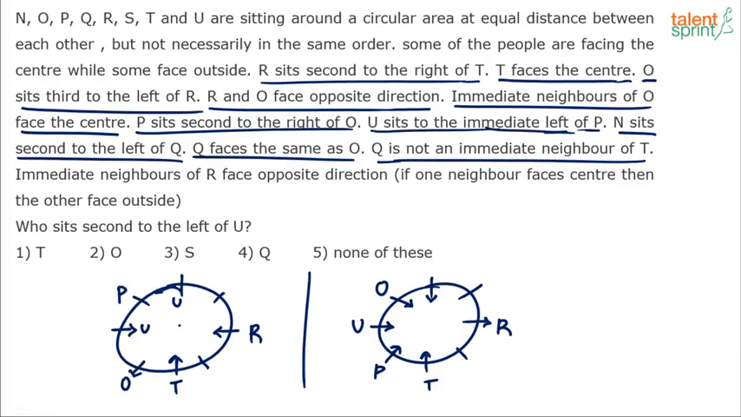First of all, I would use this point. Q is not an immediate neighbor of T, meaning Q cannot come in this position. This side is anyway blocked. This side also Q cannot come because Q is not a neighbor of T. In the second case also, Q cannot come in this position. Q is not a neighbor of T.